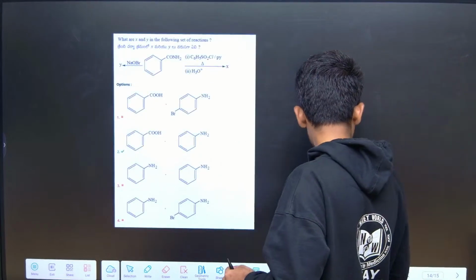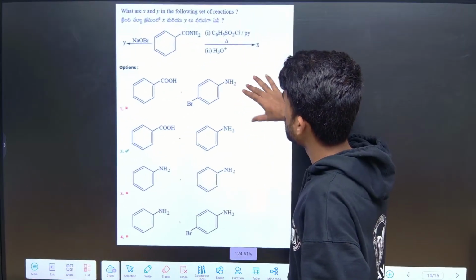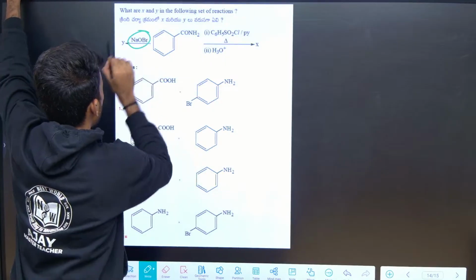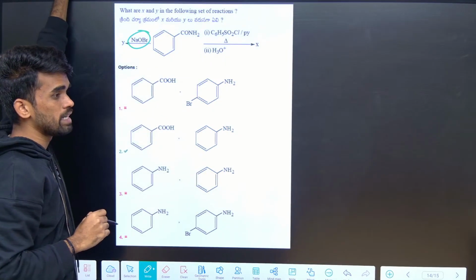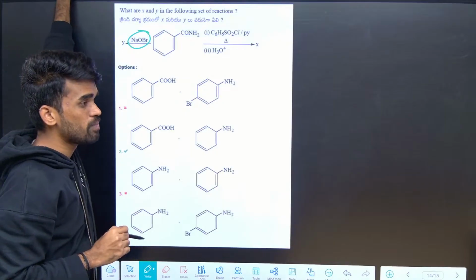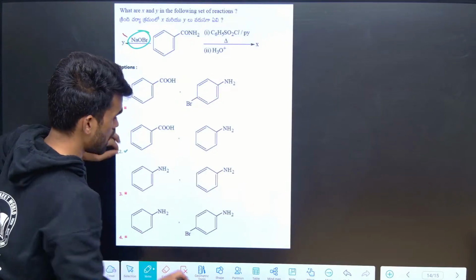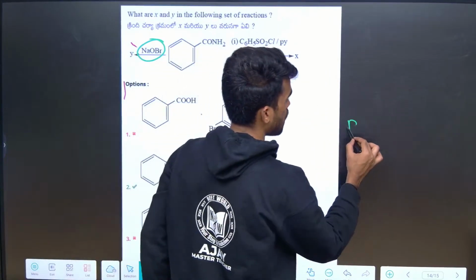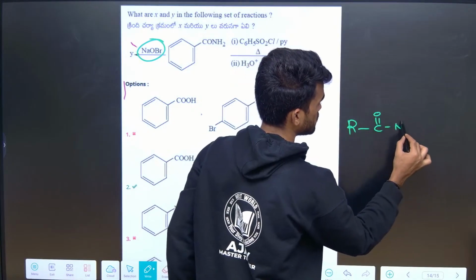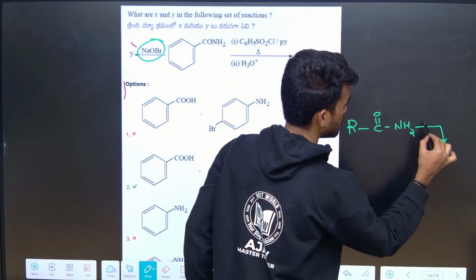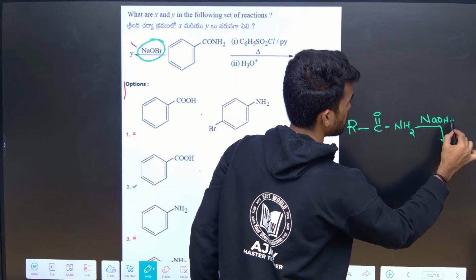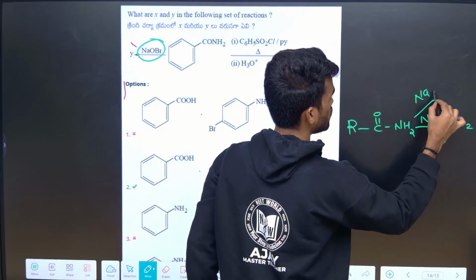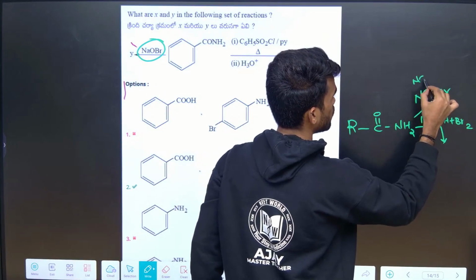Next, this question we will be seeing here. We have benzamide, which upon treating with NaOBr. So what is this process? Hoffmann bromamide degradation. What is the name of the reaction? Hoffmann bromamide degradation. So what happens in Hoffmann bromamide degradation? Whenever you have an amide group like R-CO-NH2, and you are treating this with NaOH plus Br2 or any halogens, or simply they will give NaOBr, or NaOX like this.